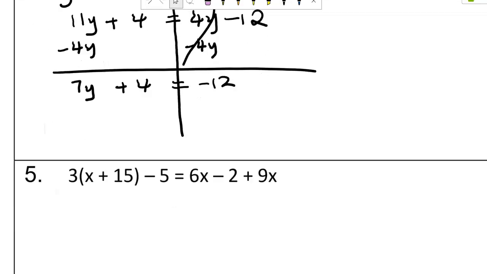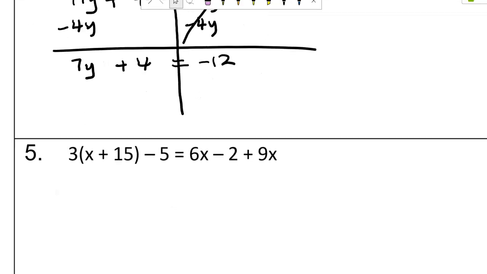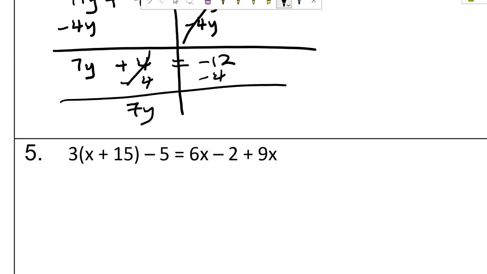We have to get rid of that 4 first before we deal with the 7. So minus 4, and that's 7y, because these cancel, equals negative 16. And then, because we've got that 7, we divide by 7 and divide by 7. And that gives us, I ran out of room, but that's negative 16 divided by 7.